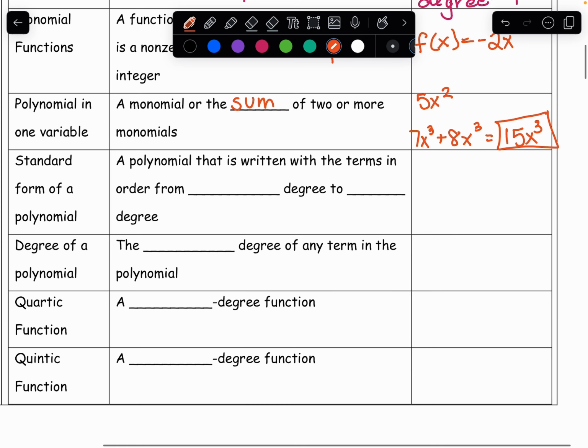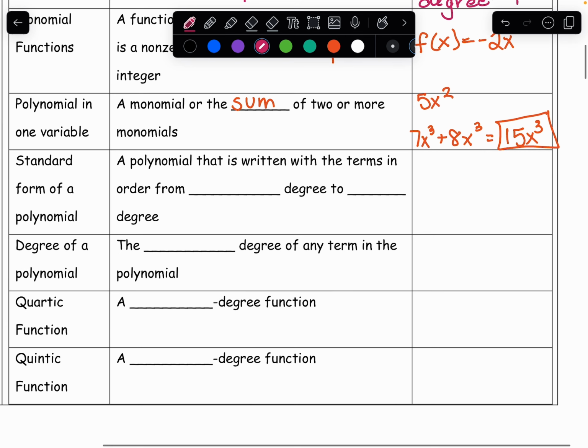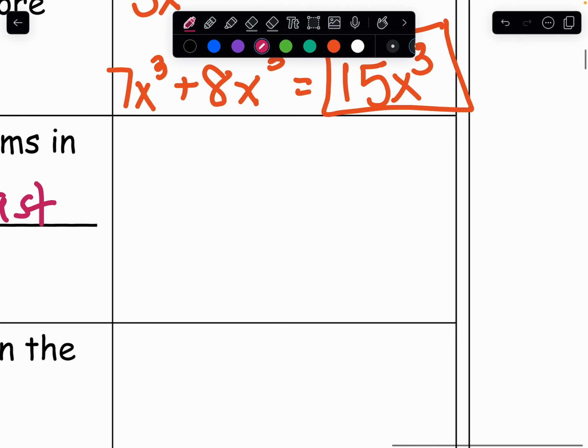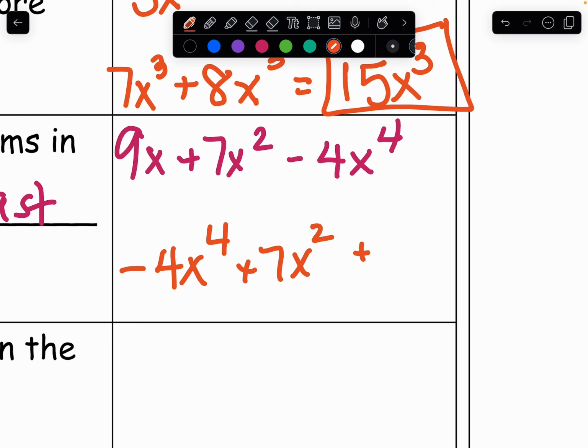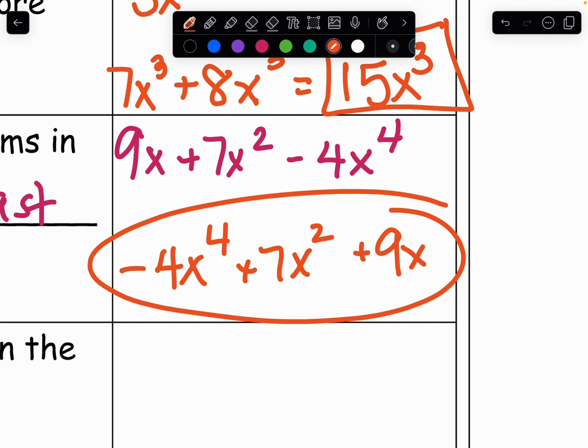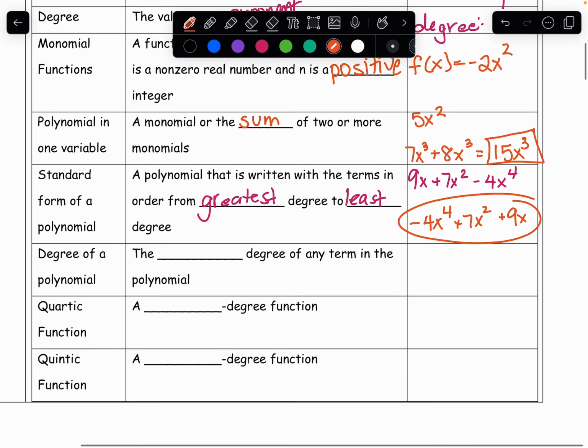Standard form of a polynomial is a polynomial written with the terms in order from greatest degree to least degree. An example we might be given is a problem that has 9x plus 7x squared minus 4x to the fourth power. We would rewrite it with our biggest degree first, so negative 4x to the fourth power plus 7x squared plus 9x is the standard form of that polynomial.